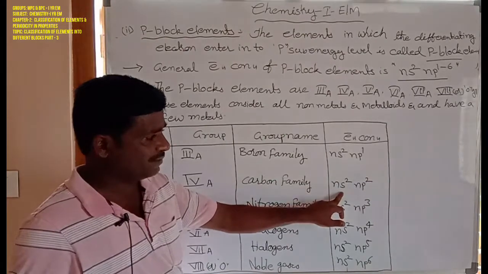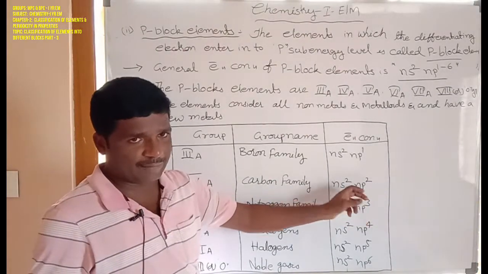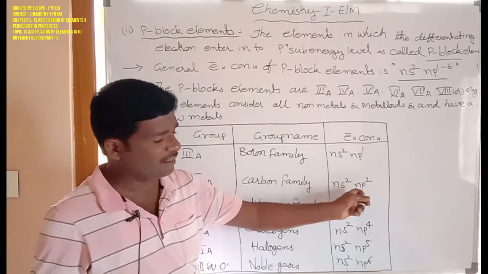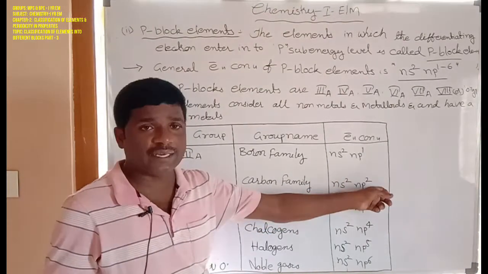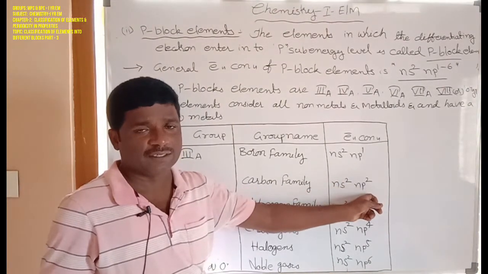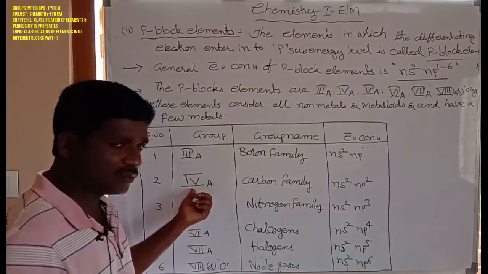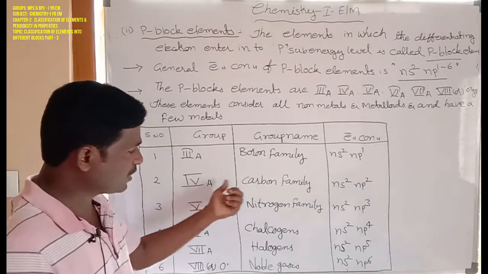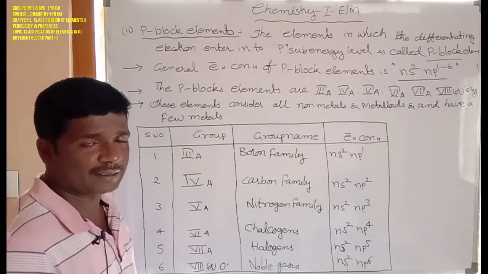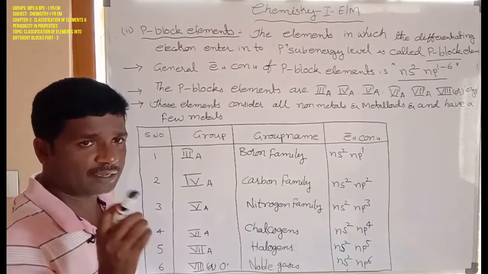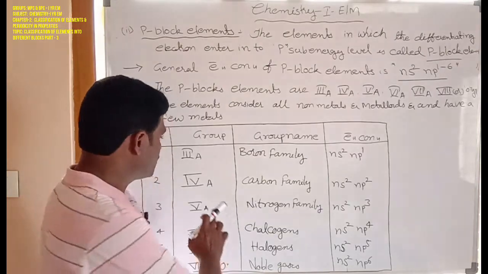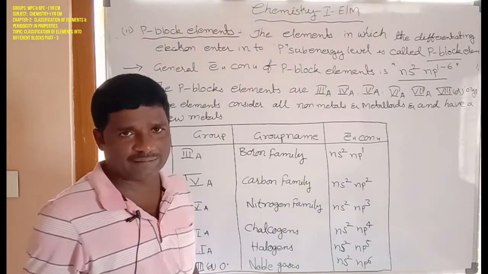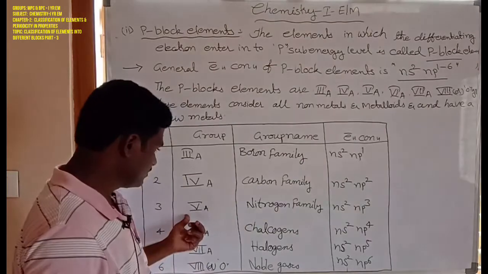The electron configuration is ns2 np2. The s orbital has 2 electrons and the p orbital has 2 electrons. The outermost shell has only 4 electrons, so it is called a fourth A group element, also called the carbon family. Next, another one.